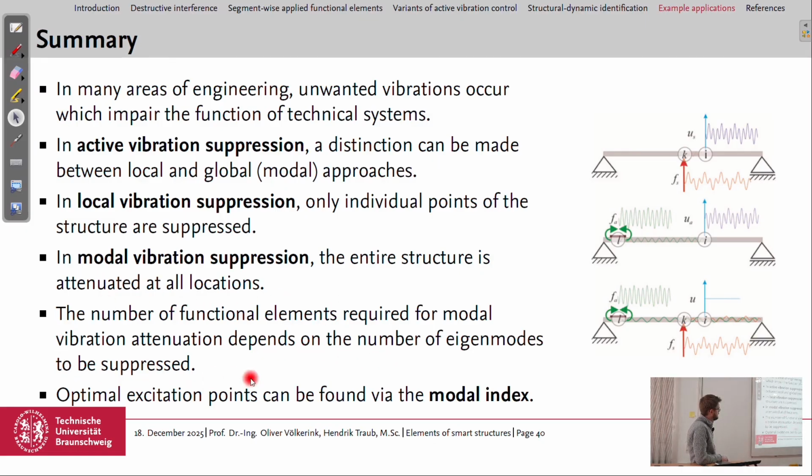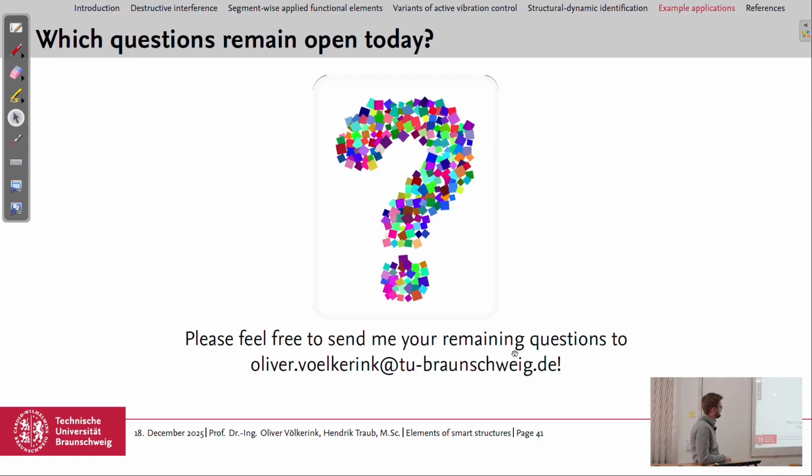And the takeaway is that the number of functional elements required for the modal vibration suppression depends on the number of eigenmodes we want to suppress. So two actuators are needed to suppress two eigenmodes, and we have to find optimal excitation points, and therefore we can use the modal index, which relies on the modal strain of the different positions in the structure. And with this, I'm open for questions.